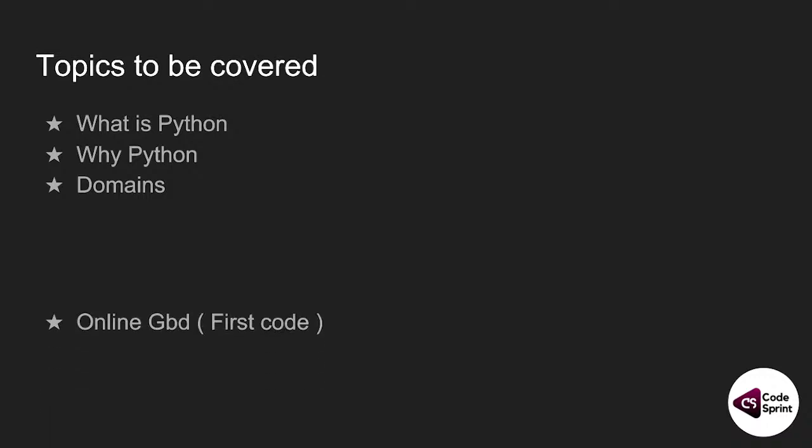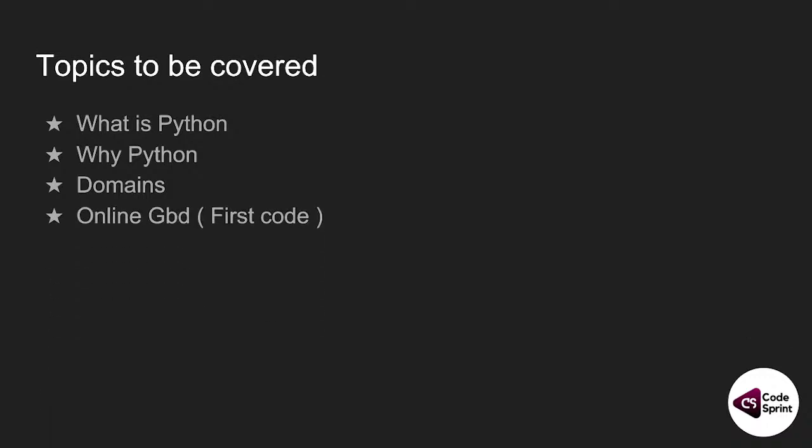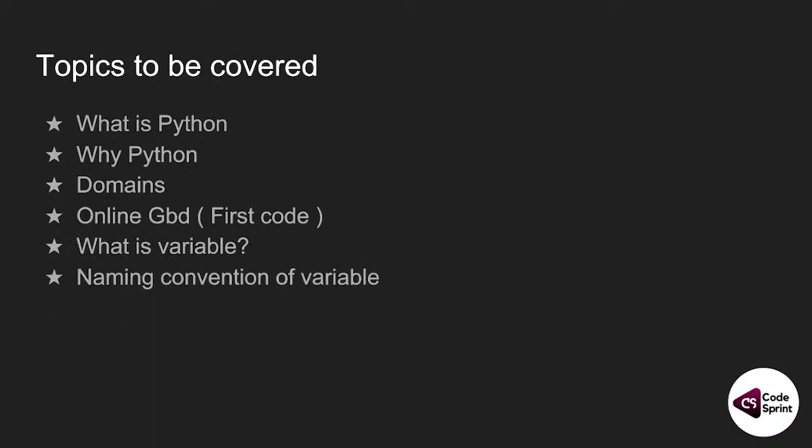So we are going to cover topics like, first of all, we will learn about what is Python. Afterwards, we will discuss why to learn Python. Afterwards, what are the different domains in which Python is used. Afterwards, we will write our first code in online GDB. Afterwards, we will discuss variables, what are variables. Then afterwards, we will learn how to name our variables. And at the end, we will discuss the data types.